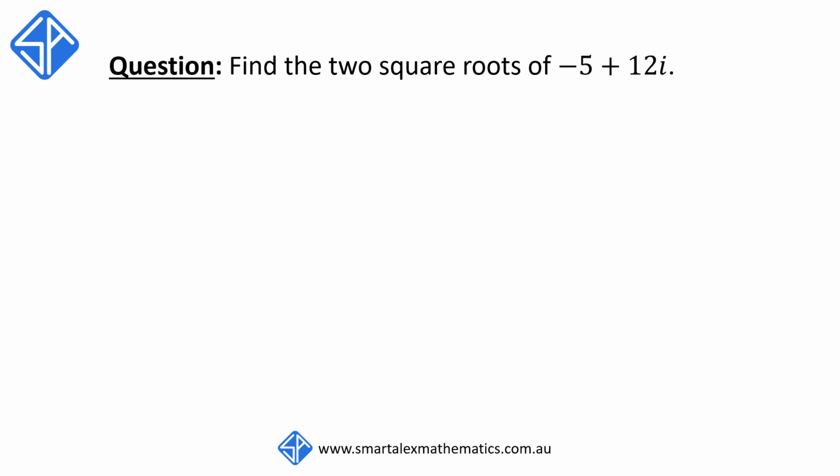In this video, we're going to look at how to find the two square roots of a complex number. And for our example, the complex number is -5 plus 12i. To begin with, we're going to let x plus iy equal the square root of -5 plus 12i. And it's important to remember that x and y are real numbers.